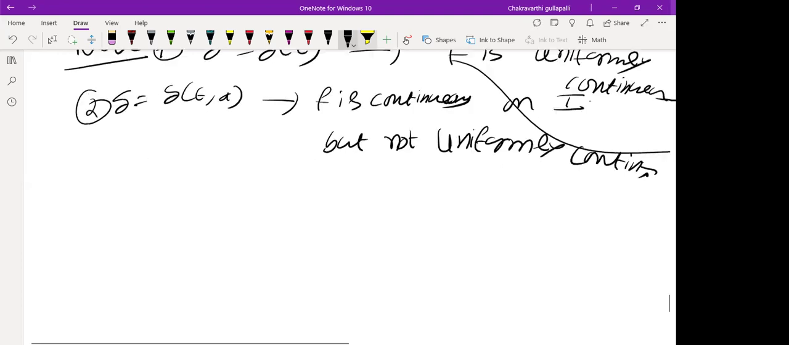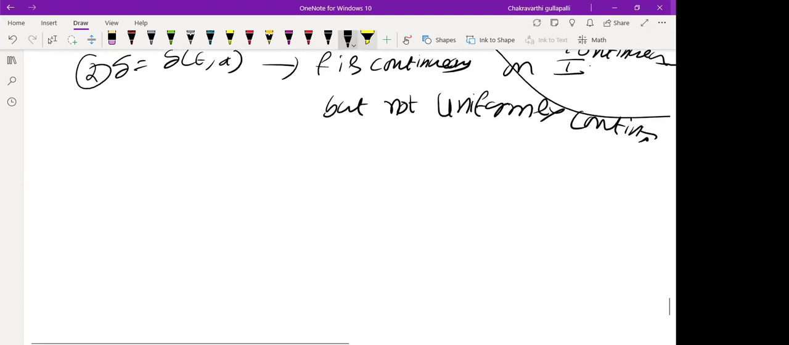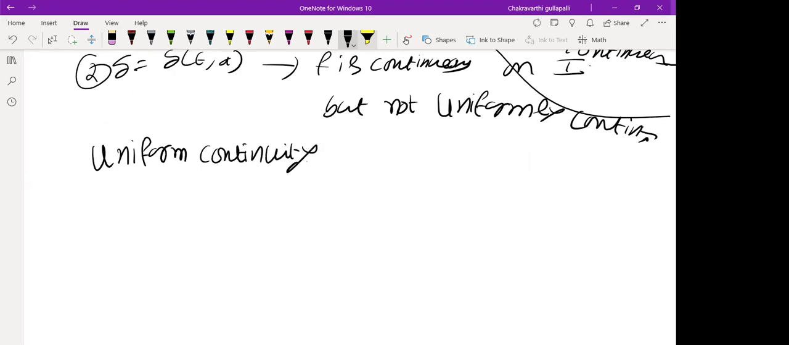For example, what is the original definition? I will write now. So what is uniform continuity? It is like continuity only, same definition, but it should not depend on points. It should depend only on epsilon. So if the function is continuous for all, whatever may be the values of the points, such continuity is what is called uniform continuity. The extended concept of continuity is uniform continuity.